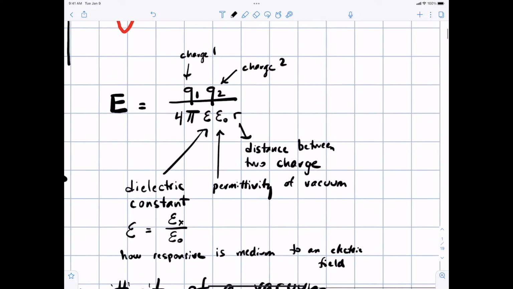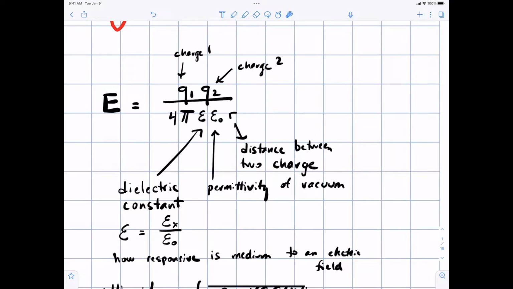So you can think of interactions between charges as occurring in a vacuum, or you can think about them as occurring in solvent. The idea is if the solvent that's between the two charges is more responsive to an electric field than a vacuum, this number increases. If we increase the number in the denominator, that ought to decrease the energy of the interaction. So that's an important trend. We increase dielectric constant, we decrease the energy of the interaction.